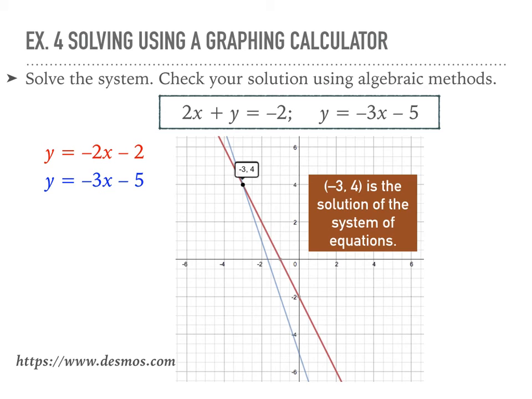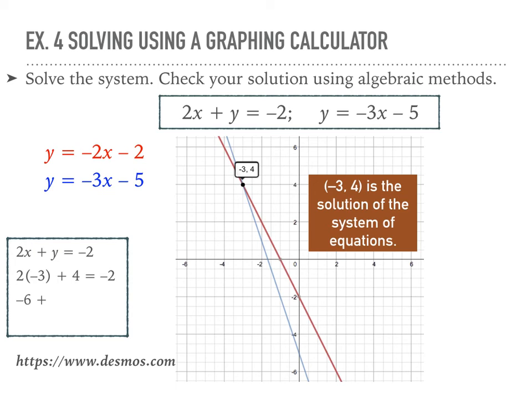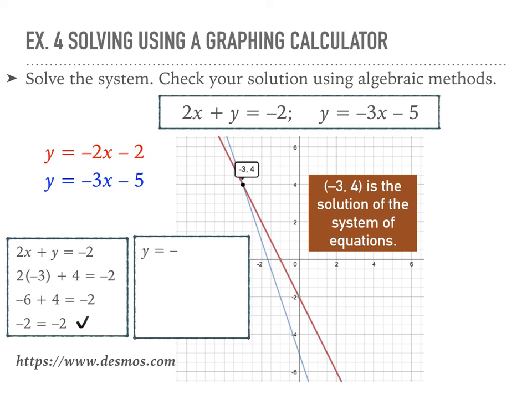Now we can prove that this is the solution by substituting x equals -3 and y equals 4 into one function. We can do the same into the other function.